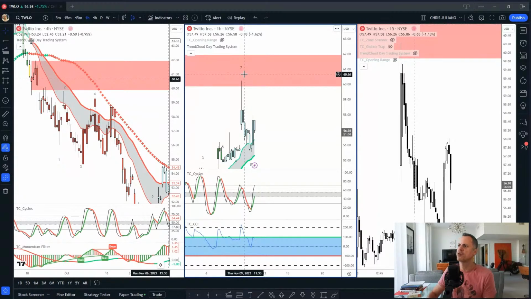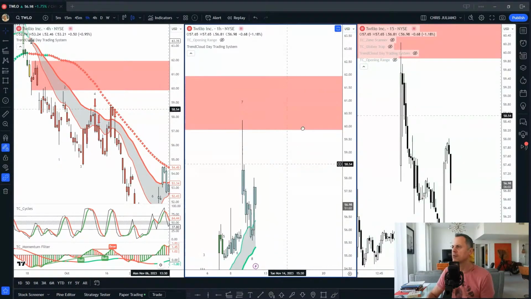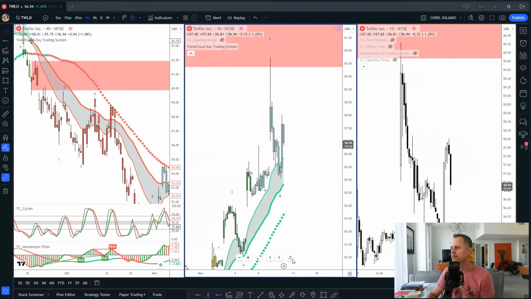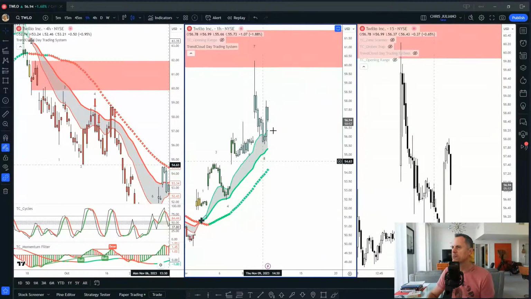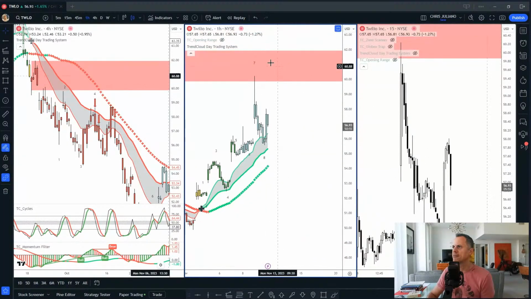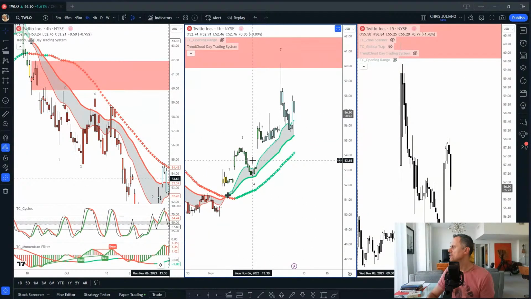So you got this uptrend on the middle time frame here. Got this uptrend on the middle time frame, and it's gone extended, and it hits that high time frame supply zone. Very powerful stuff. Gives you a lot of information.